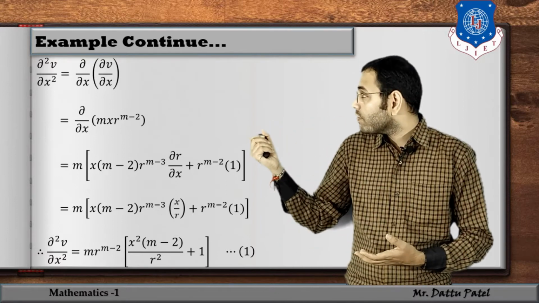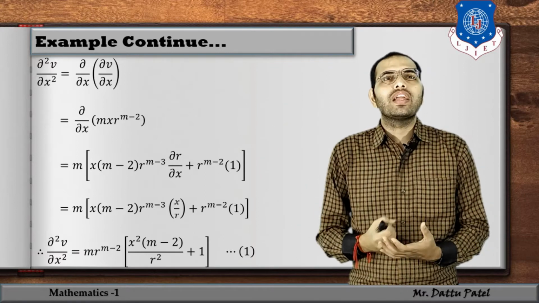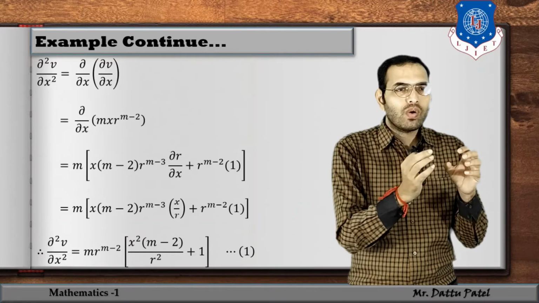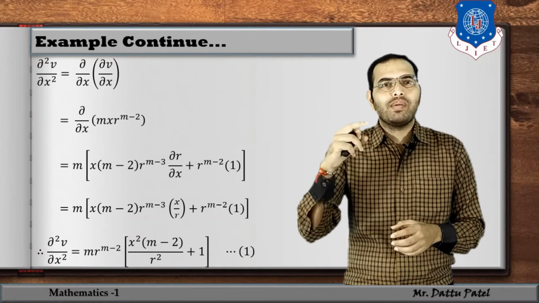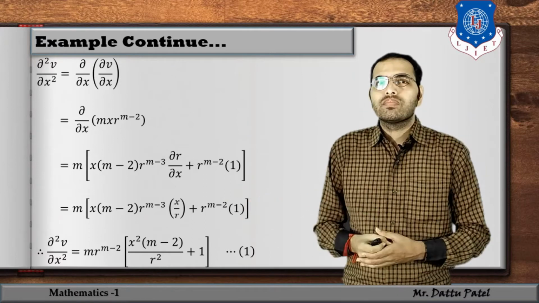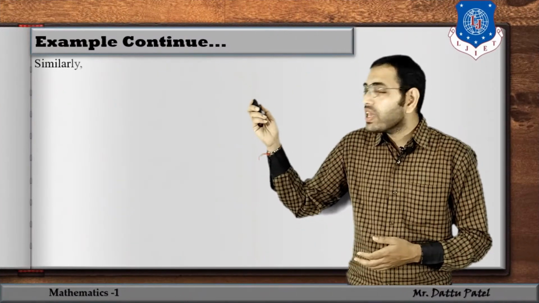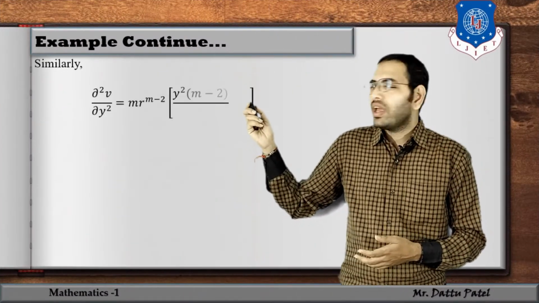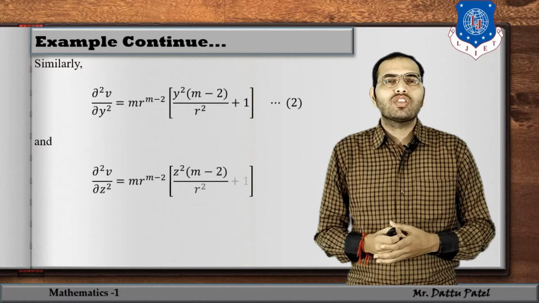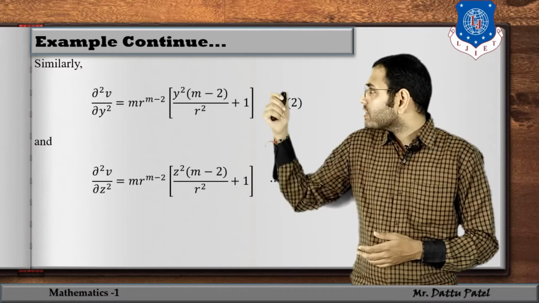Now substituting the value of del r by del x, that is x by r, and simplifying, it becomes m r raised to m minus 2, which is common, times the remaining term x squared into m minus 2 upon r squared plus 1. That is our equation number 1. Similarly we can find the partial derivative of v with respect to y, so del squared v by del y squared equals m r raised to m minus 2 times y squared into m minus 2 upon r squared plus 1. That is our equation number 2.